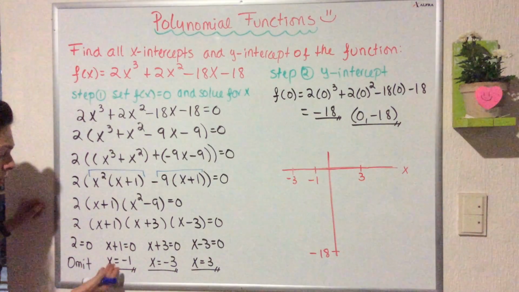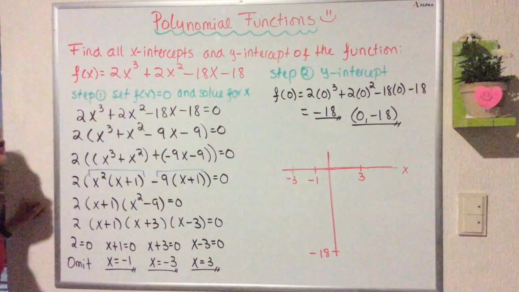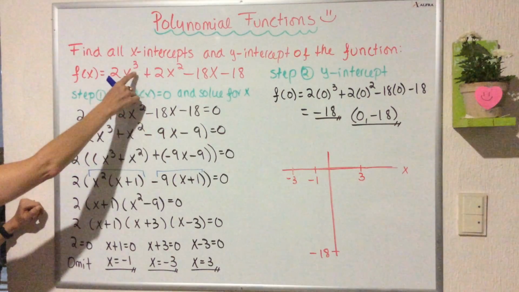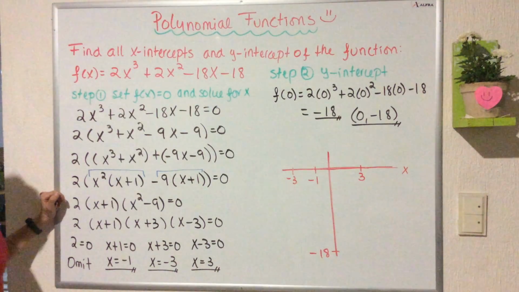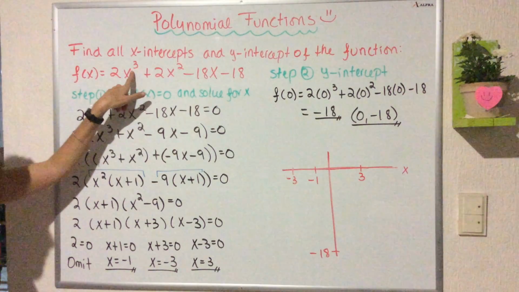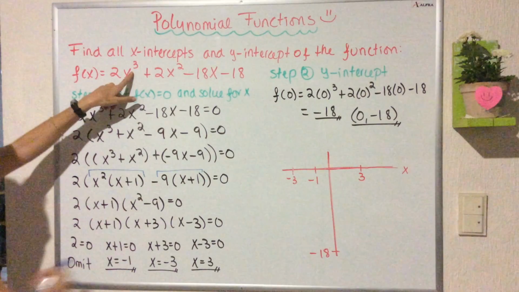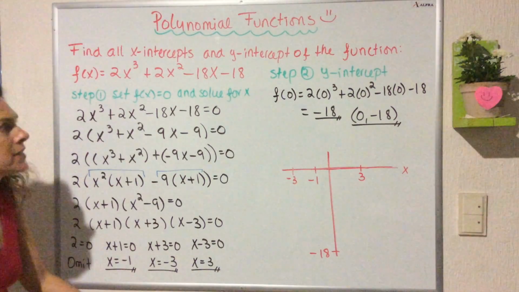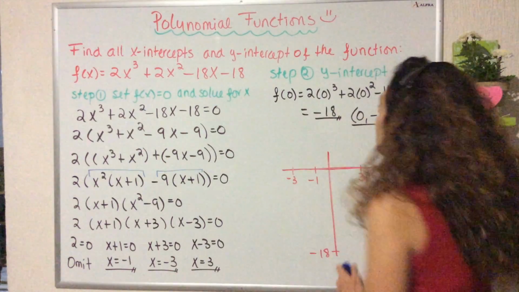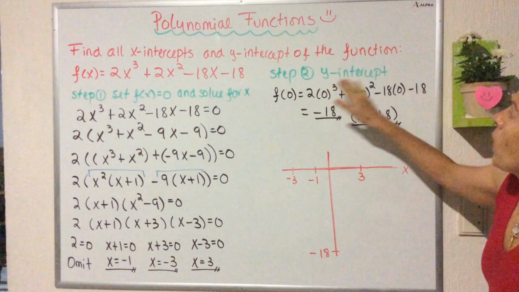And here, dear students, we have 1, 2, and 3 roots. And which is the degree of the polynomial function? 3. So we have to get 3 roots. So we are right. Now, step number 2, dear students, the y-intercept.